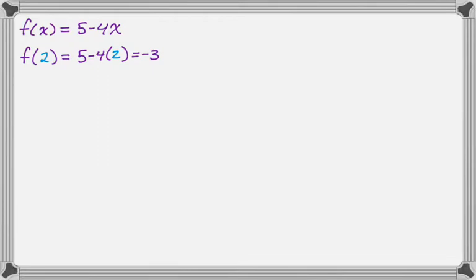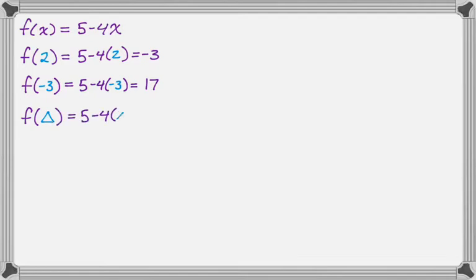We could do that with any number. So we could find f of negative 3. That'll be 5 minus 4 times the quantity negative 3. And then we simplify that. That's 5 plus 12, so 17. And we can actually replace x with anything we want. Sometimes, especially on standardized tests, you'll see weird things like f of a triangle. And f of a triangle is going to be 5 minus 4 times whatever the triangle is.